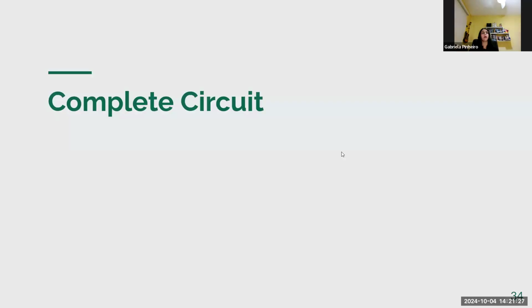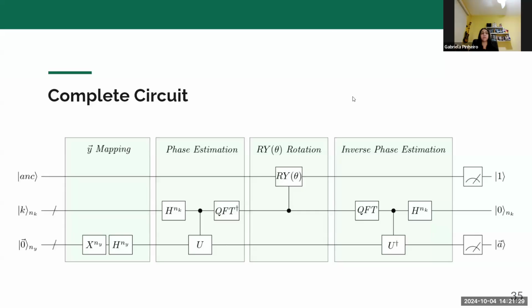And then here we have an image with the complete circuit. As you can see, all of the phases, starting with the mapping of the Y vector, followed by the phase estimation and the control rotations, and the inverse phase estimation. To finish with the measurement, where in this case, we only measure two registers. The ancilla register will always have the value of 1, and the Y register, which will contain the alpha vector we were looking for.